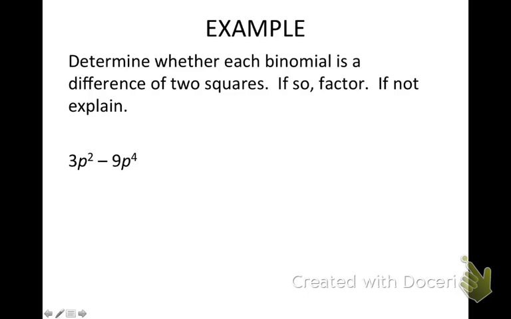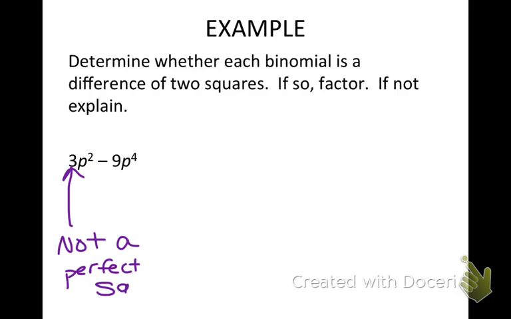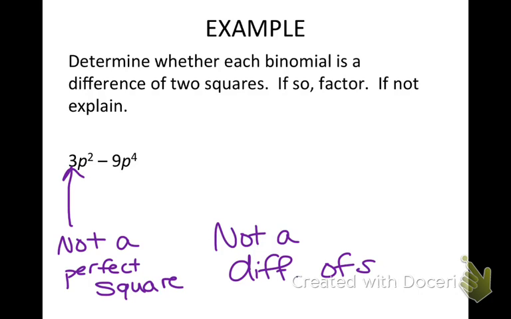All right, so here's our first one. Is the binomial a difference of squares? Well, first, is it a difference of something? Yes. Do I have perfect squares? This is 9n to the fourth. Any exponent that is even can be a perfect square, so you can always take half of any exponent that's even. The 3 in this case is not. So the 3 is the problem. So that is not a perfect square. So the whole thing is not a difference of squares.